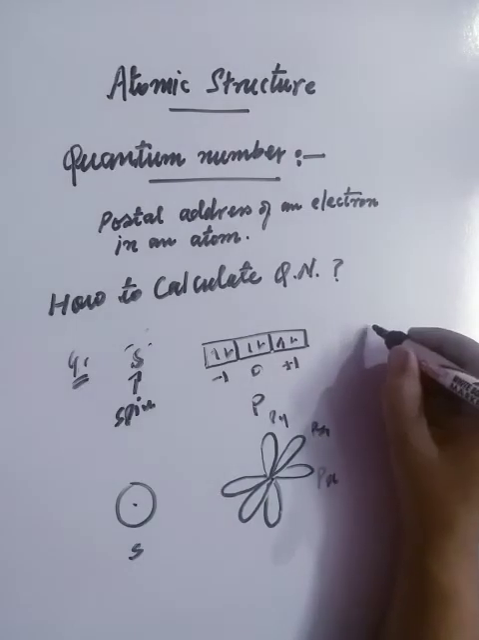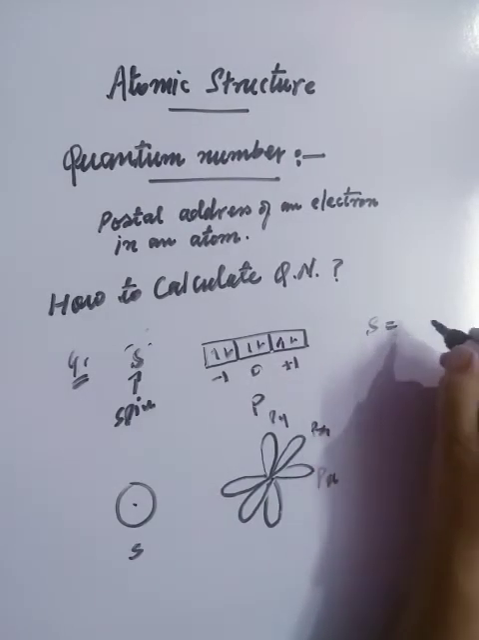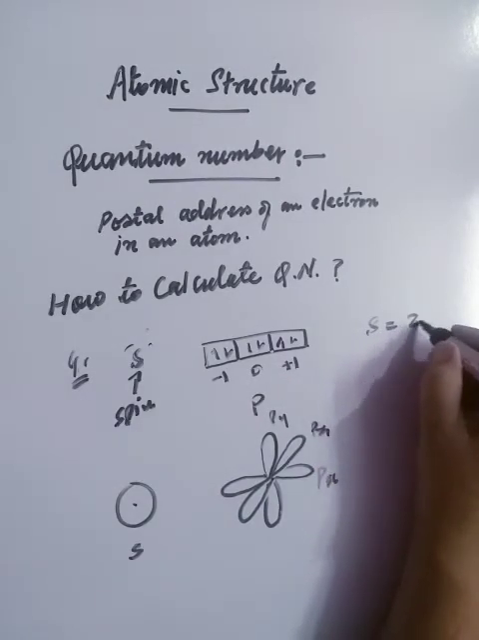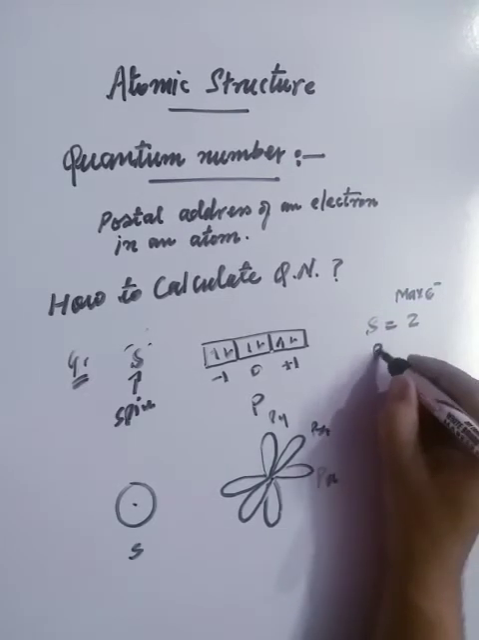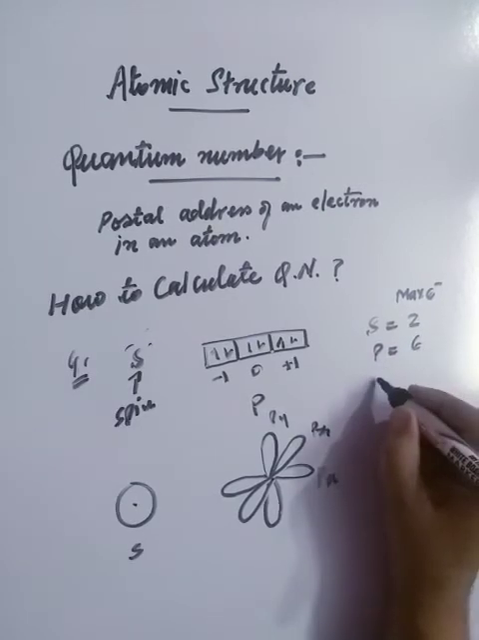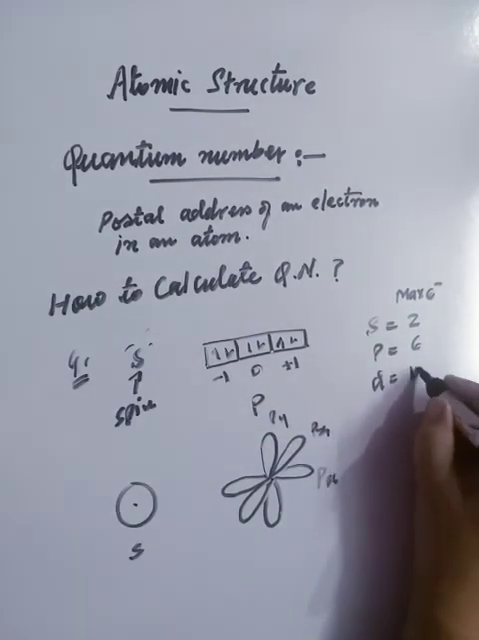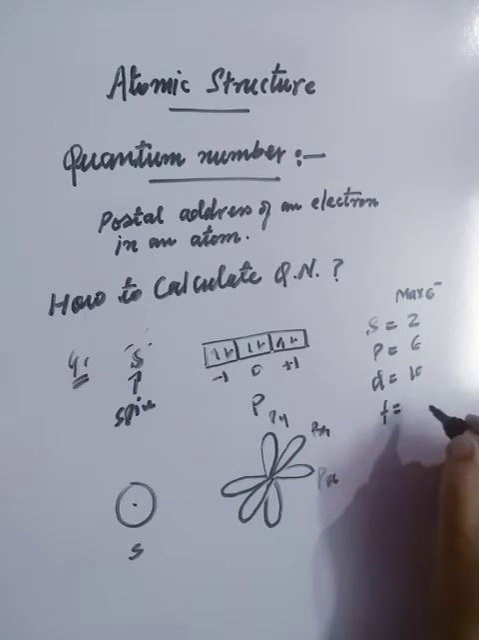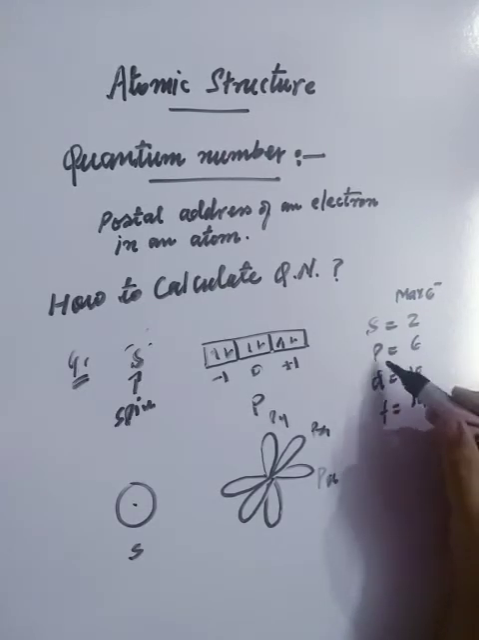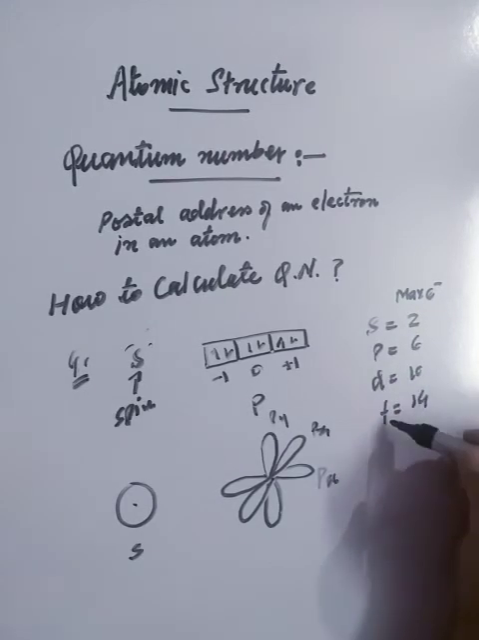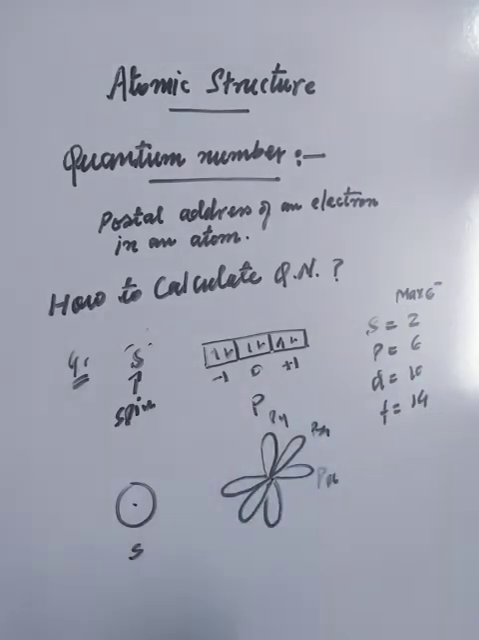The s subshell has 1 orbital, so the maximum number of electrons is 2. The p subshell has a maximum of 6 electrons, the D subshell a maximum of 10 electrons, and the F subshell a maximum of 14 electrons, and every orbital carries 2 electrons. So S has 1 orbital, P has 3 orbitals, D has 5 orbitals, and F has 7 orbitals. That we can calculate with the help of the azimuthal and magnetic quantum numbers.